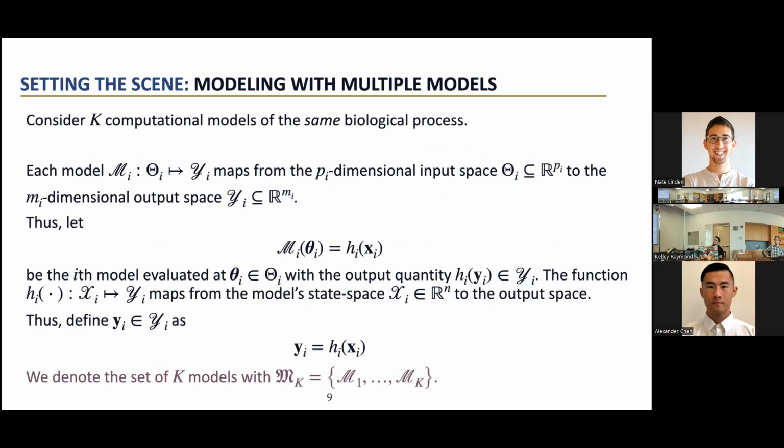So before I get into that, I want to set the scene and just build the mathematical framework of this modeling with multiple models. So we assume we have K computational models of the same biological process. Here a computational model is a differential equation, or it could be a neural network. It could just be like a linear regression model. This framework is general enough, it doesn't care about the flavor of the model. Each model maps from some parameter space to some output space. So that's from model parameters to predictions of insulin sensitivity, or these metrics that we're going to use to make a diagnostic. And then we can define some quantities of interest in that output space.